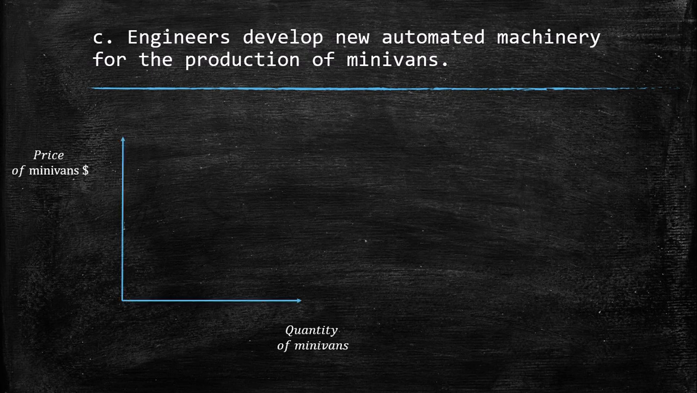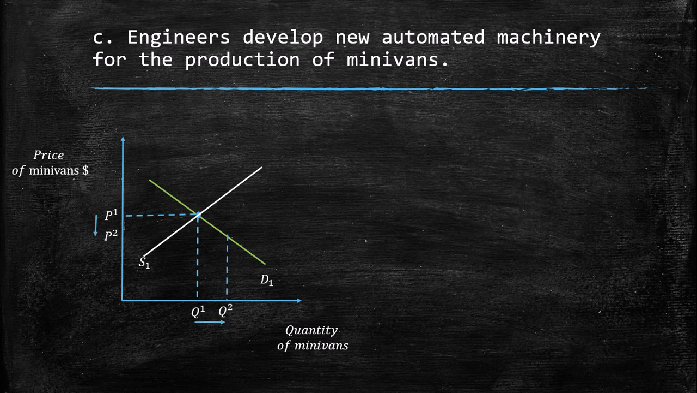Okay, next case, engineers develop new automated machinery for the production of minivans. So here we are talking about a change in technology. So we are talking about supply. When there is an improvement in technology, there's going to be a shift to the right. So here was the initial case, Q1 and P1. Now, due to the technology advance, the supply curve is going to shift to the right. So here we have the quantity increase and the prices decrease as well. Okay, so this is the case.